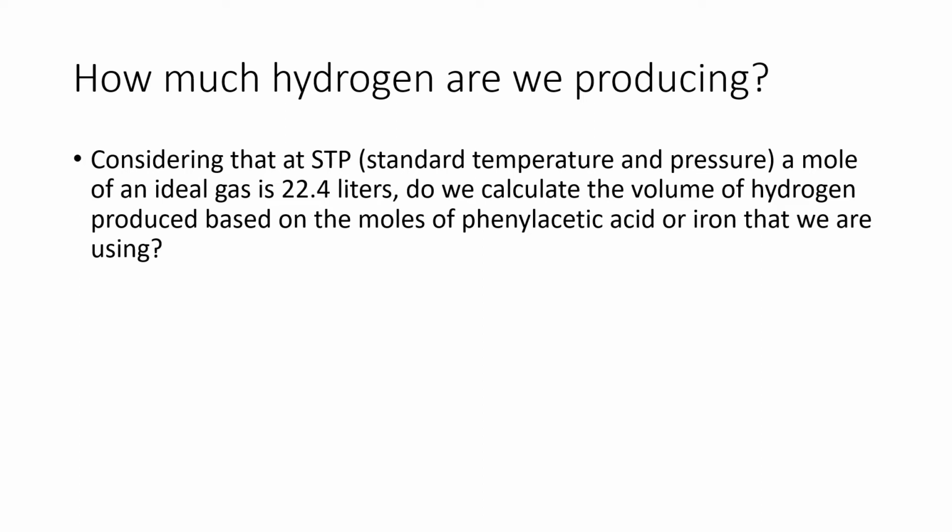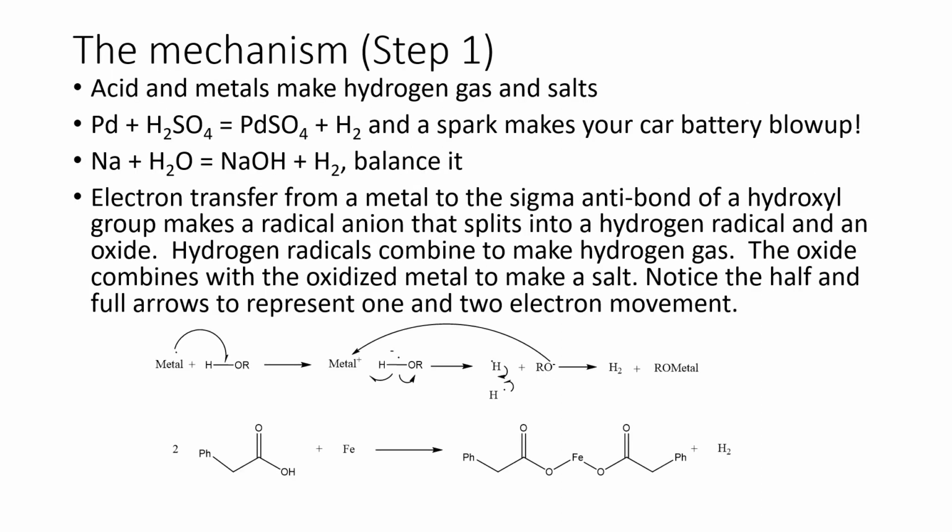Do we need to calculate the volume of the hydrogen produced in terms of the acid, or in terms of the iron? Imagine the physical properties of the acid and the iron, and you can guess which of these chemicals, or reactants, will be used to estimate the amount of hydrogen produced.